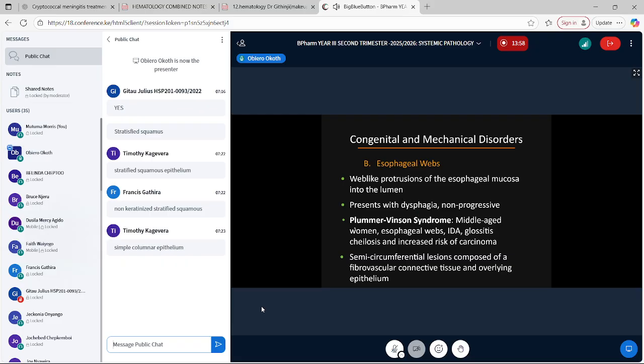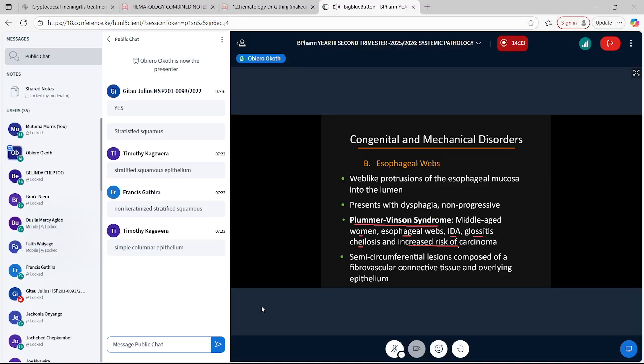Okay. I've put in this one here because we don't have it so much nowadays, but it's still there. It's called Plummer-Vinson syndrome. This one is normally related to iron deficiency anemia. So a patient has iron deficiency anemia, they have esophageal webs. Normally, women, they'll have glossitis. Glossitis is inflammation of the tongue. Chelosis is inflammation of the lips, especially the angles. Okay, and of course, this one has been shown to have an increased risk of carcinoma.